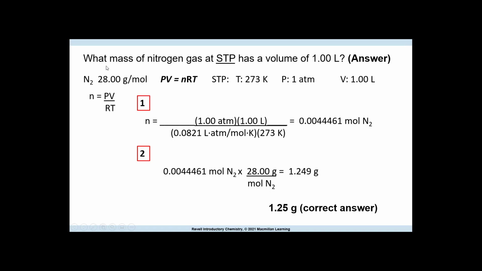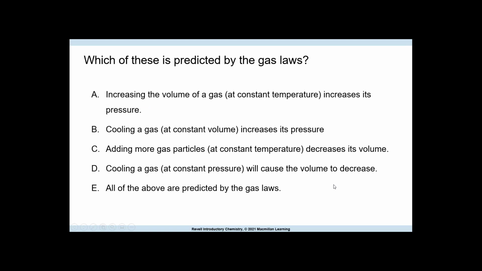So now we're going to use the molar mass. And remember, nitrogen is like oxygen. It's a diatomic molecule. So just writing one N is going to change the molar mass to 14, and your answer would be wrong. It's a diatomic, so you have to have 2 of them, which gives a molar mass of 28. So we take that number down here. We use the molar mass of diatomic nitrogen, and it gives us 1.249 grams, and the answer is 1.25.